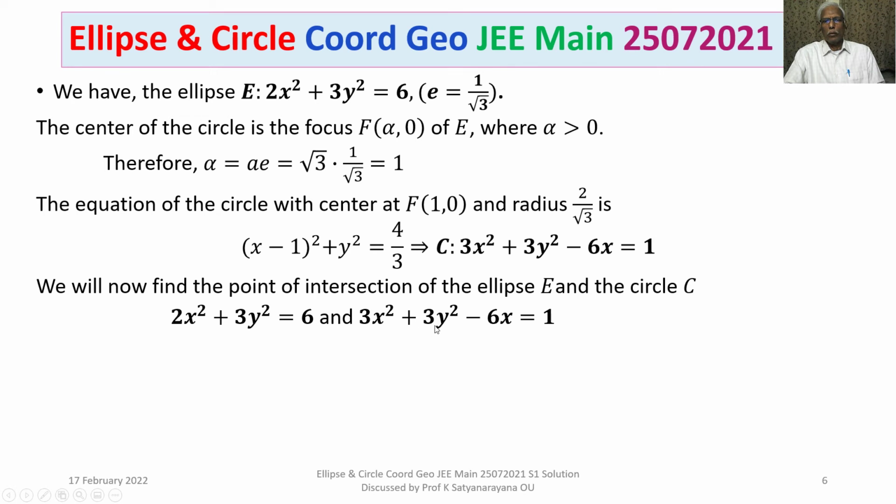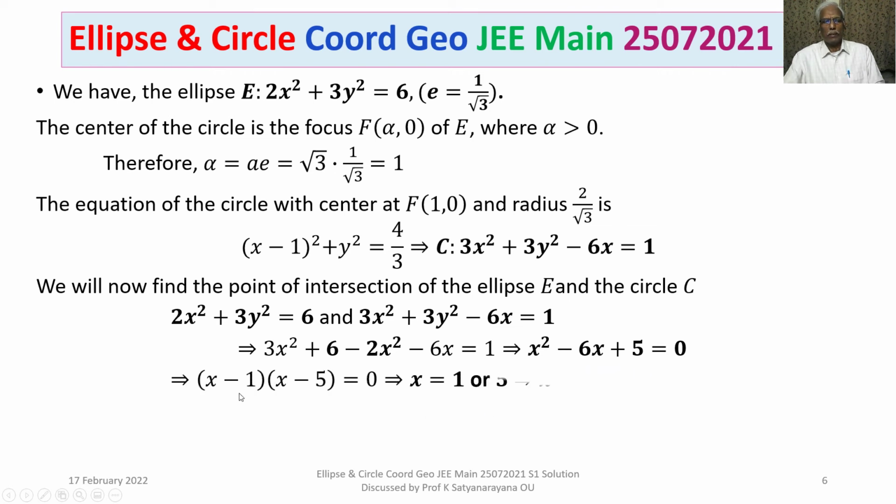Now, in the place of 3y² here, you write 6 − 2x². So, 3x² + 3y², where 3y² is written as 6 − 2x² from the first equation, minus 6x is equal to 1. Simplifying, we will get x² − 6x + 5, and factorization is very easy. (x − 1)(x − 5) = 0. This implies x = 1 or x = 5.